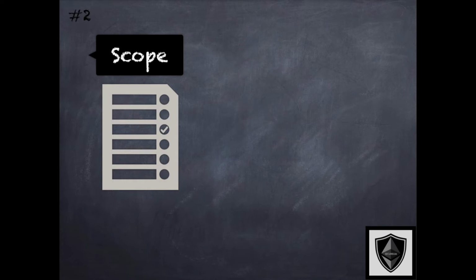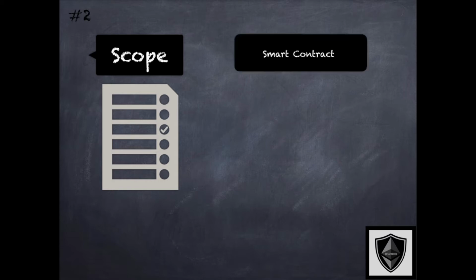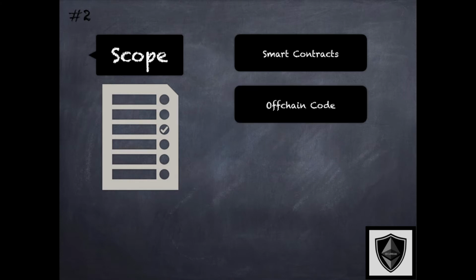As for the audit scope, for Ethereum-based smart contract projects, the scope is typically restricted to the on-chain smart contract code, and sometimes includes the off-chain components that interact with the smart contracts as well. But for this module and the bootcamp as a whole, we are focusing only on smart contract security auditing.